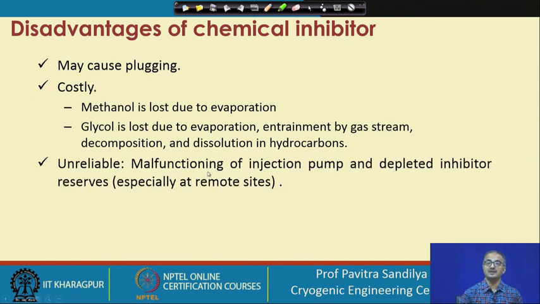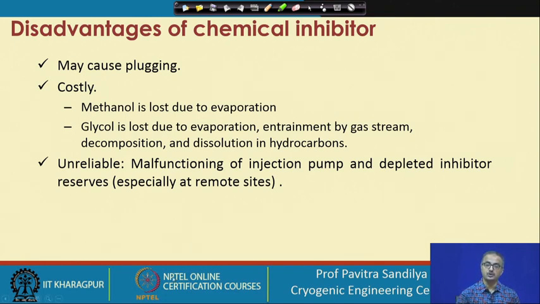And then we have unreliability, because these chemical inhibitors have to be injected into the system by some pumping mechanism. If the pump has failed, or wherever we are storing the inhibitors there is depletion of these inhibitors, then we may not be able to know it.